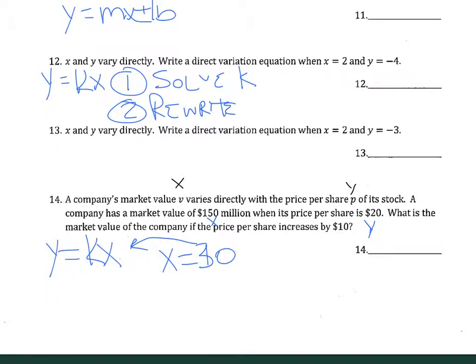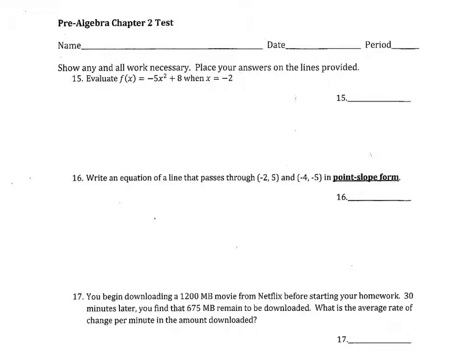Good luck. Okay, guys, page 3 of your test, number 15. You need to evaluate, which just means plug in the -2 for where you see X. Now, in your final answer, you're going to want to write f of -2 equals what? That's what will go in your answer over here. In number 16, it says write the equation of a line that passes through those 2 points in point-slope form.